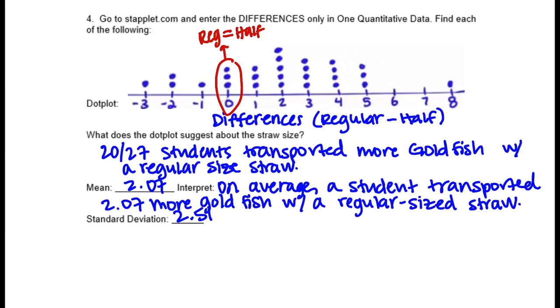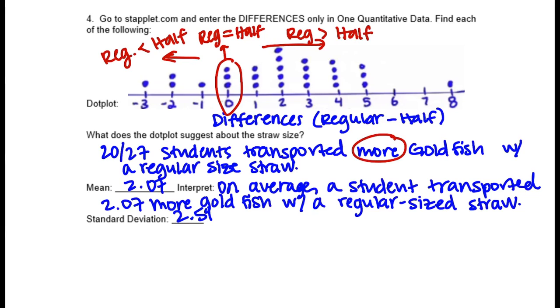Then we have these 4 that did worse. And so that's going to be that the regular straw was less than the half straw. And then anything this direction means that the regular was better. And so the 20 out of 27 that did more are positive differences.